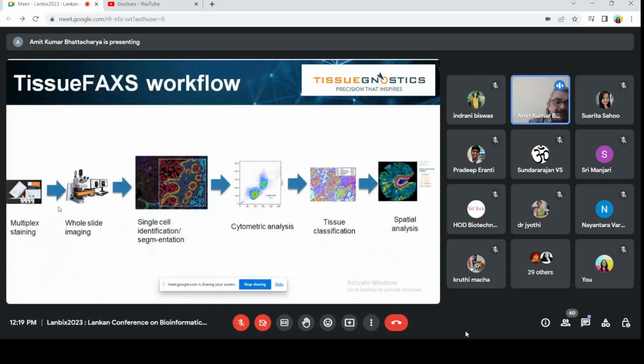The workflow will consist of multiplex staining, whole slide imaging, identification of single cells in situ, doing a cytometric analysis, and doing a tissue classification to know what histological tissue types are there. If it is skin, to know where the epidermis is and where the dermis is. Then we integrate the cytometric data along with the tissue classification data, and then do a spatial analysis. And thereby we know, if we have a subpopulation, in which part of the whole image, and therefore of the tissue, it lies.